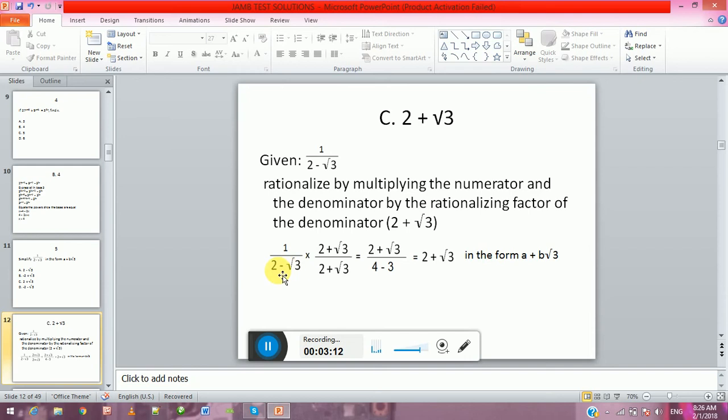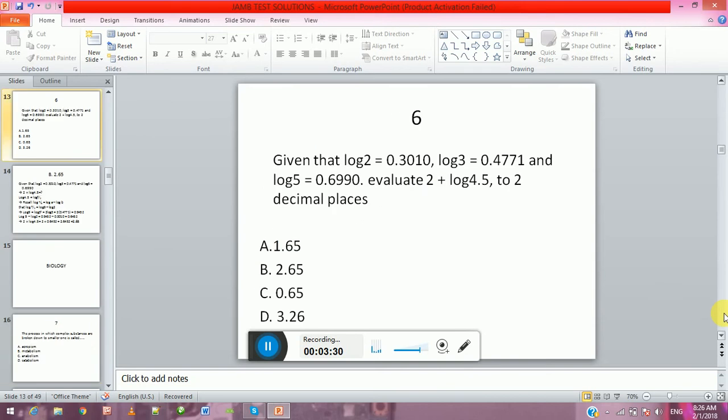Now given that log 2 is equal to 0.3010, log 3 is equal to 0.4771, and log 5 is equal to 0.690. Evaluate 2 plus log 4.5. Now we're going to try to make log 4.5 in the form of the given logs. How do we get that? Given that this 2 plus log 4.5 is equal to what?